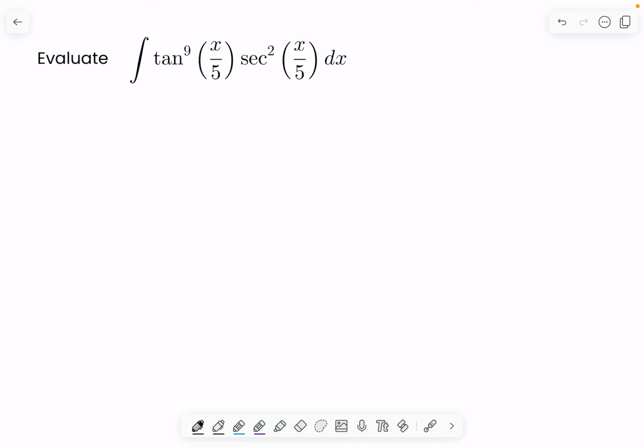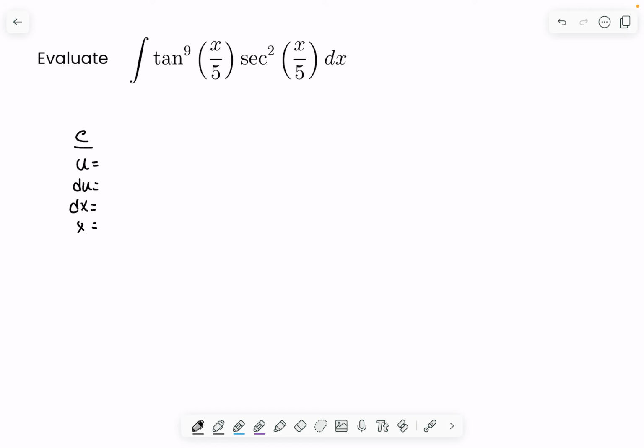This is another u sub for an indefinite integral, so that means our answer is going to have a plus c, so keep that in mind. So how do I go about this? Well, I'm going to do u sub, so what I care about is what my u is, what my du is, what my dx is, and what my x is going to be.